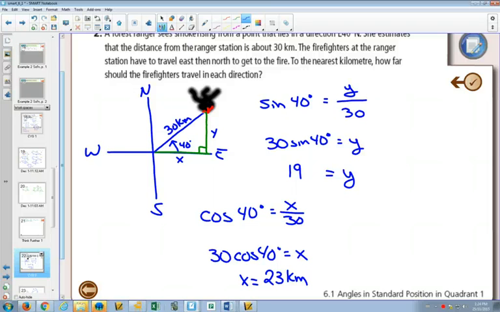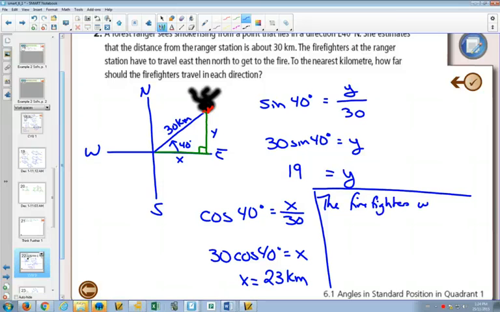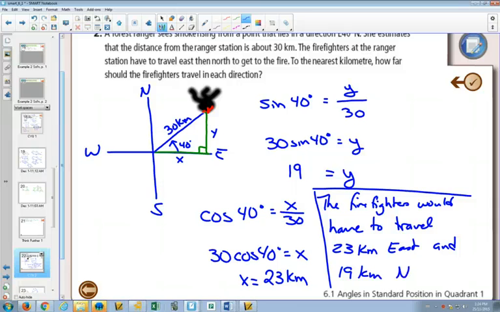So now that we've solved it, it is a word problem, so we're going to end with a statement. The firefighters would have to travel, while our x is 23 kilometers, and that is in the east direction. And the y, which was 19 kilometers, that would be in the direction of north.